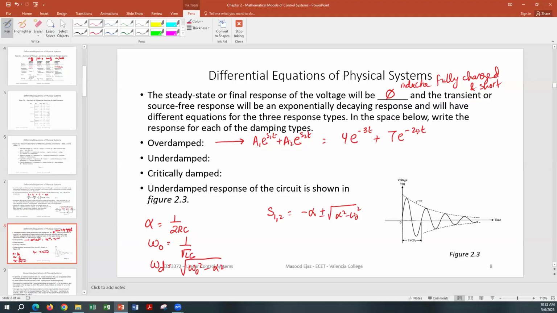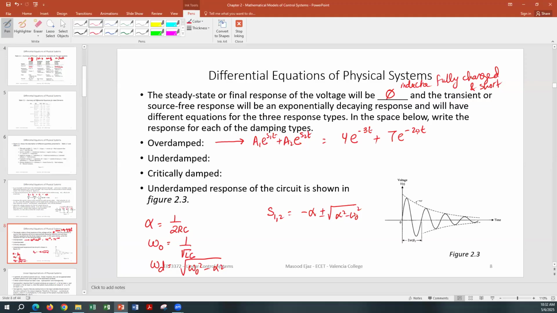That means it is going to take 1/3 of a second, or 0.33 seconds, to drop down to e to the power negative 1, which is the time constant, right? Which is basically 36% of the peak value. Whereas if you have negative 20t, which can be written as negative t over 1/20, 1/20 is 0.05, right? It is going to take 0.05 seconds to drop down to 36%.